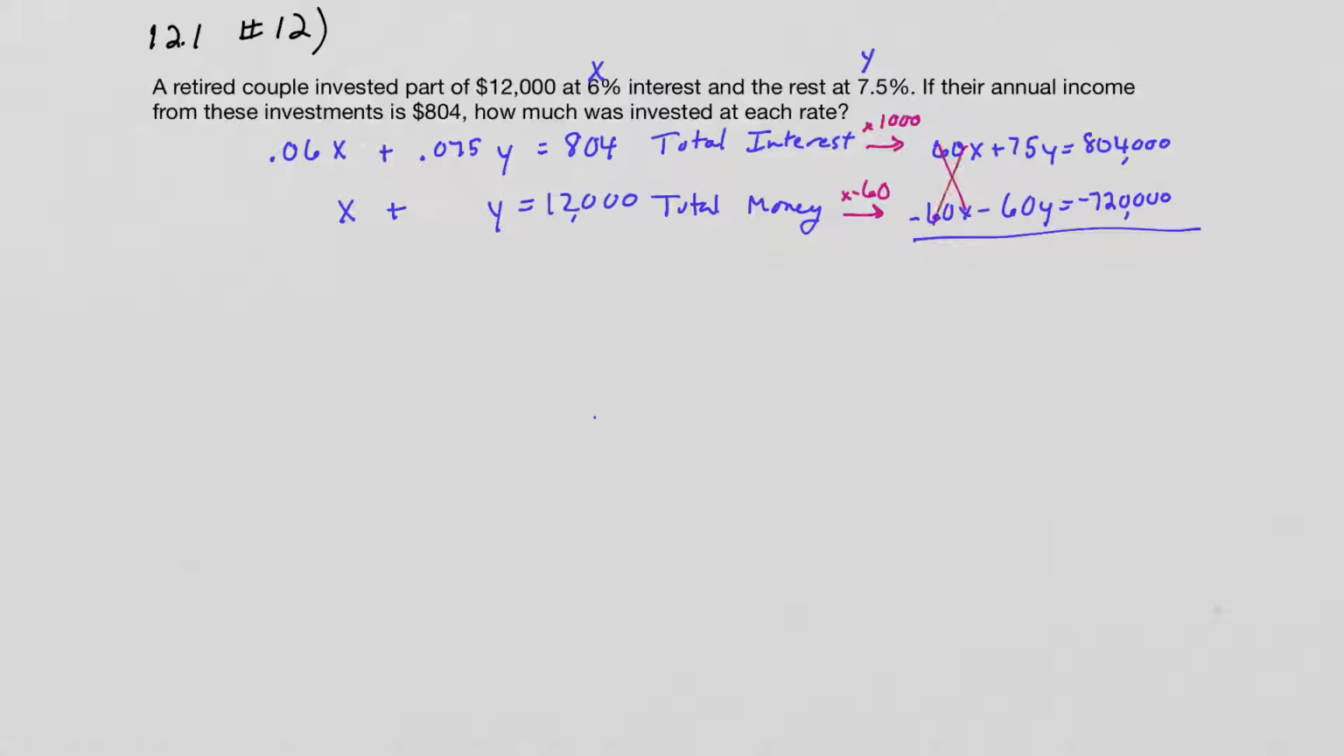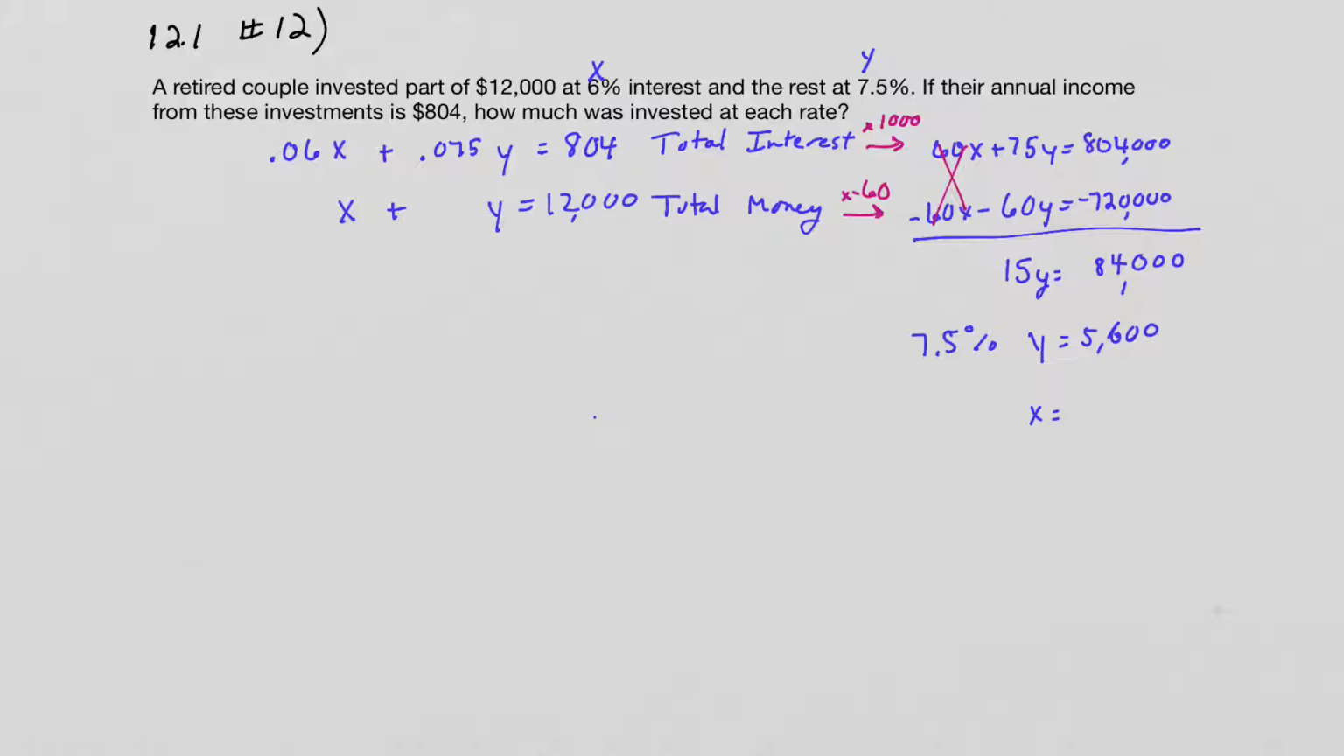The x's are eliminated. We have 15y equals 0, 0, 0, 4 minus 0, 10 minus 2 is 8, 84,000. So I'll go ahead and take the 84,000 and divide by 15. $5,600. So Y is $5,600. And that was the money invested at 7.5%.